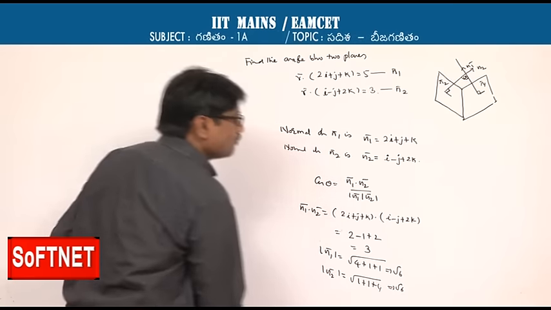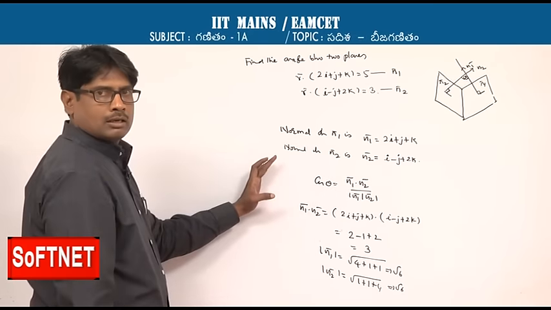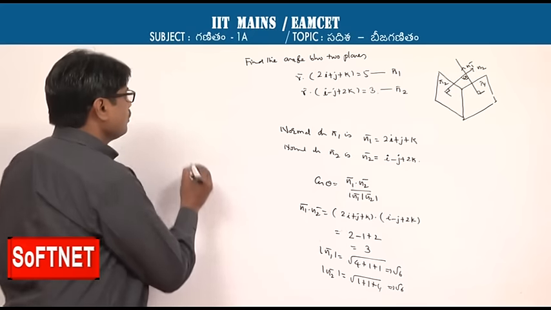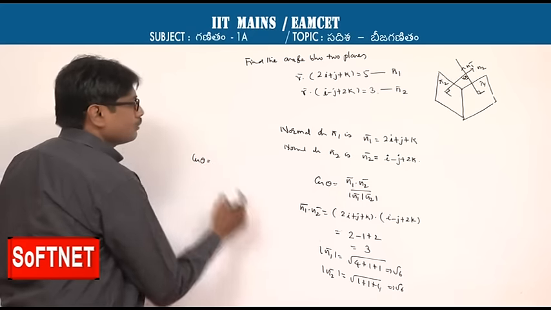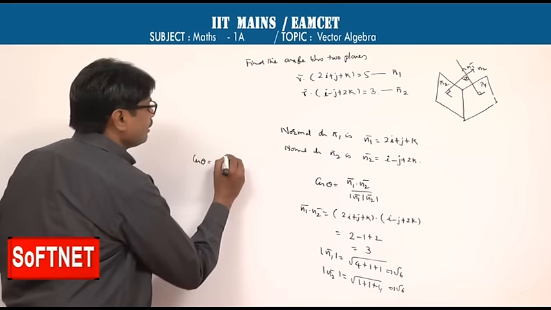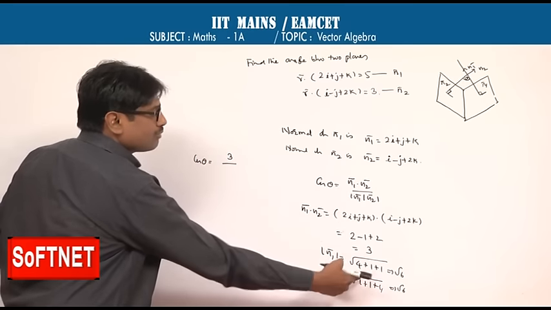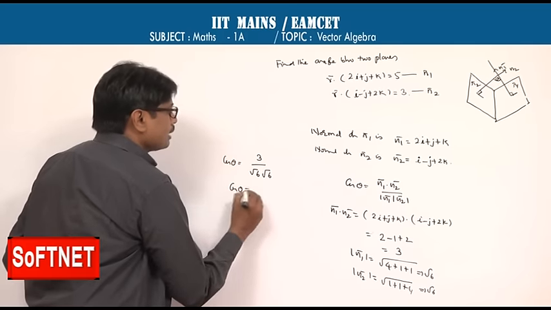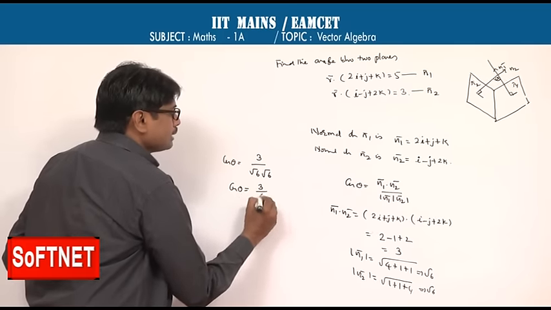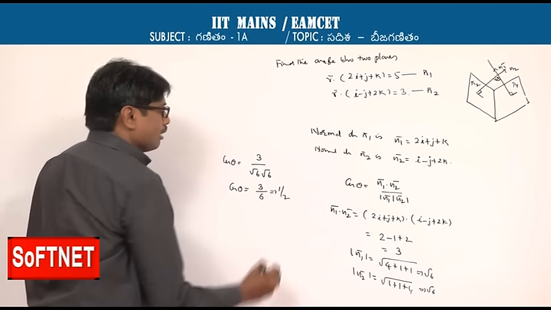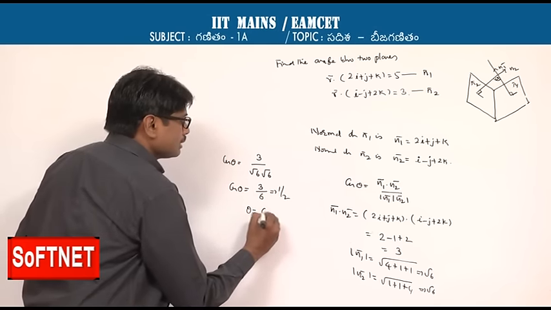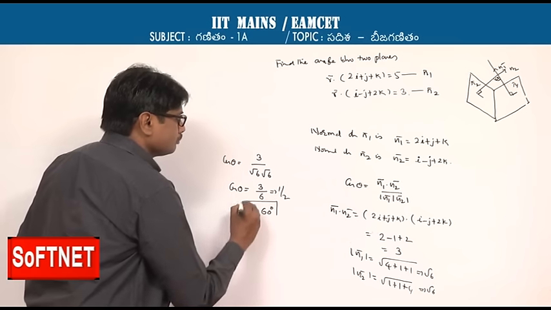Then we have cos theta is equal to n1 dot n2. n1 dot n2 will be 3, magnitude of n1 bar which is root 6 and root 6. Therefore cos theta is equal to 3 by 6, 1 by 2. When cos theta is 1 by 2, angle between the two planes theta is equal to 60 degrees.